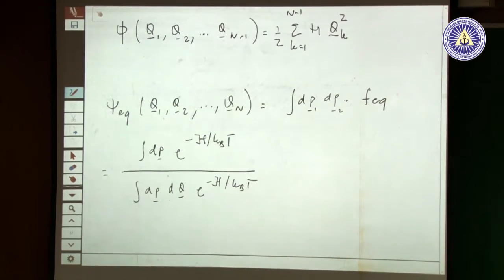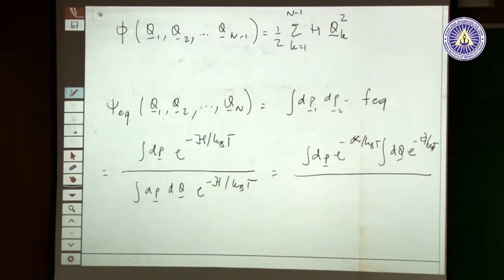But I know the Hamiltonian is separable into the kinetic energy part, and that is the only thing that depends on the momentum, times the part that depends on only the potential energy, okay, because the Hamiltonian was the sum of the kinetic and the potential energies. I can separate it like this, and in the denominator as well I can separate this in the same form.